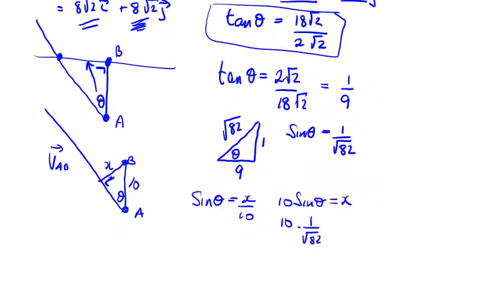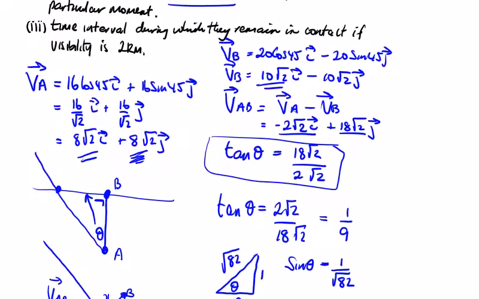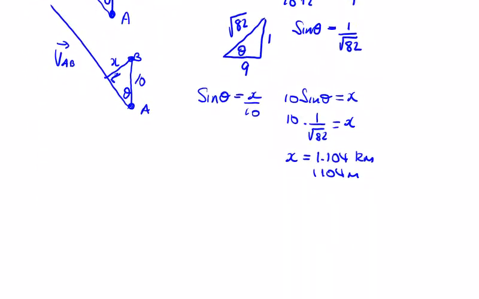so 10 by 1 over the square root of 82 is equal to x, so x is equal to 1.104, so that's in kilometers, so in meters that will be 104 meters. The last part is the visibility, 2 kilometers, so they remain in contact for 2 kilometers.